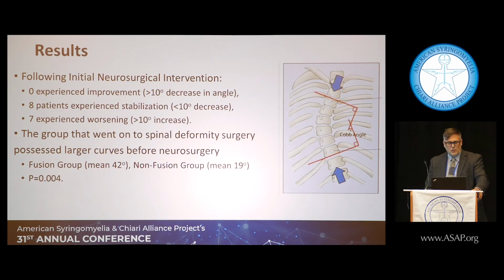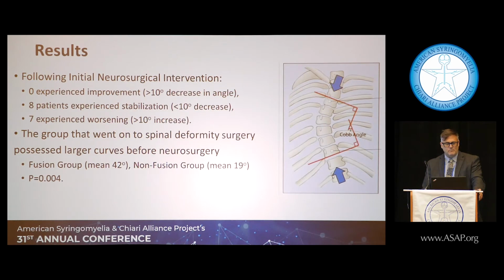The results following the initial neurosurgical procedure, and these are all patients with some degree of scoliosis: nobody had improvement in their scoliosis. One thing we always historically tell patients is you'll either stay the same, which is a good outcome, or get better, which is a good outcome. It turns out we probably weren't real accurate, at least in this series, because nobody had improvement in their curve or reversal of the curve.